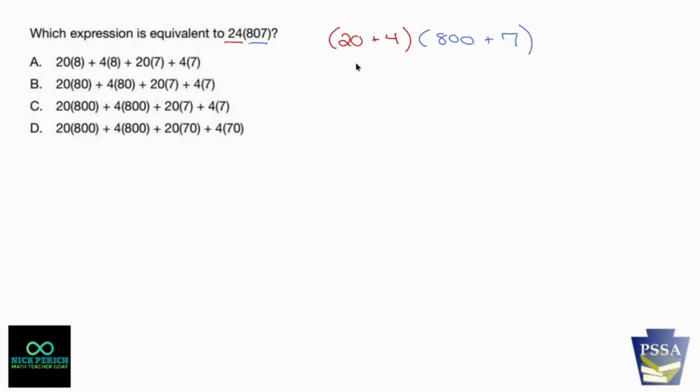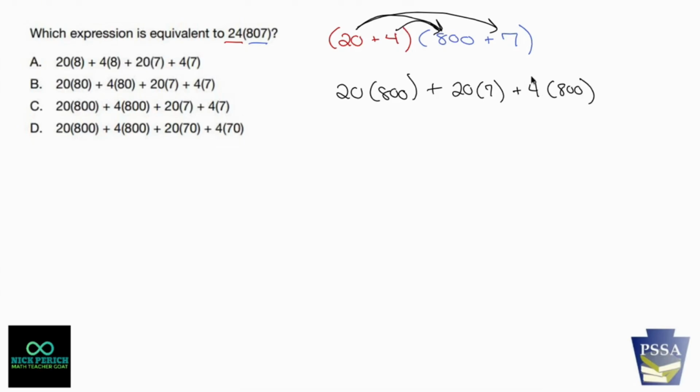Now, when you multiply something with two terms to something else with two terms, you take turns multiplying each term here in red to each term here in blue. So what you would do first is do 20 times 800. Then you're going to add 20 times 7. Now it's 4's turn. Add 4 times 800. And then add 4 times 7.